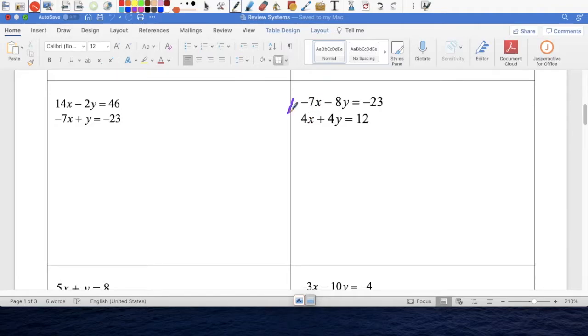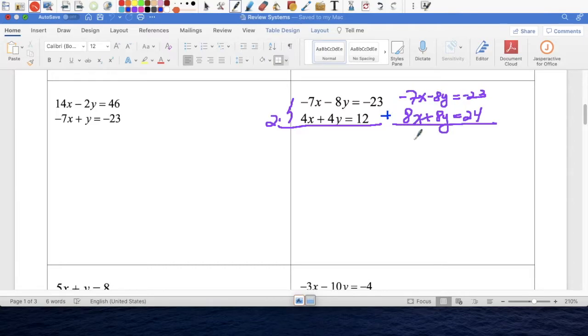So let's multiply the bottom one by 2. Multiply the bottom one by 2, I get 8x plus 8y equals 24, right? Multiply everything by 2. The top line stays the same. Now I just got to add or subtract. In this case, because we have negative 8y and positive 8y and they're different, so we add.